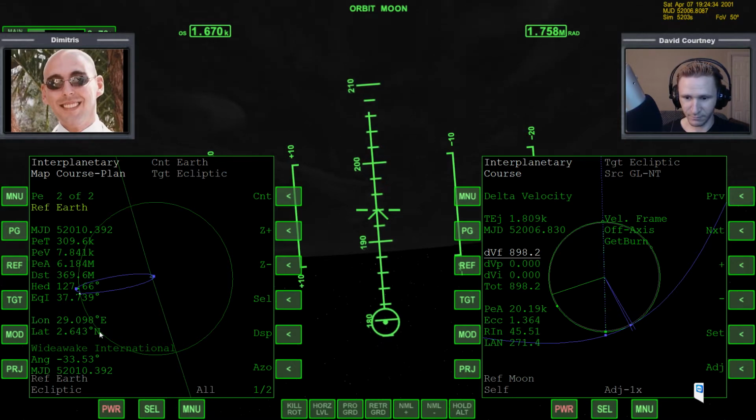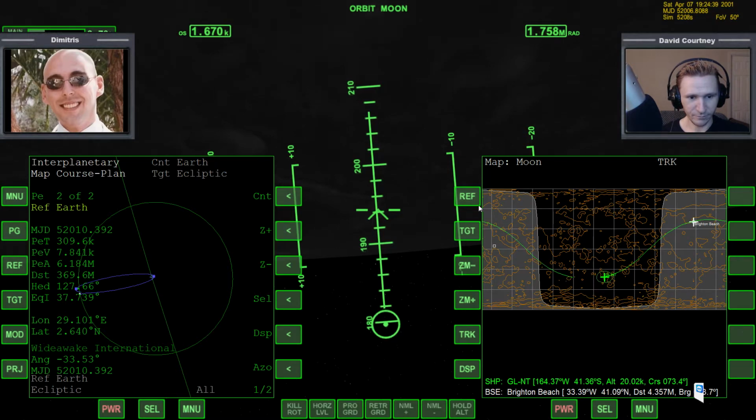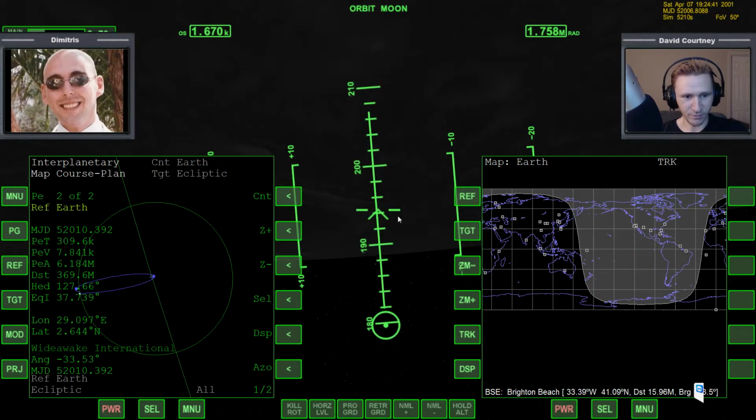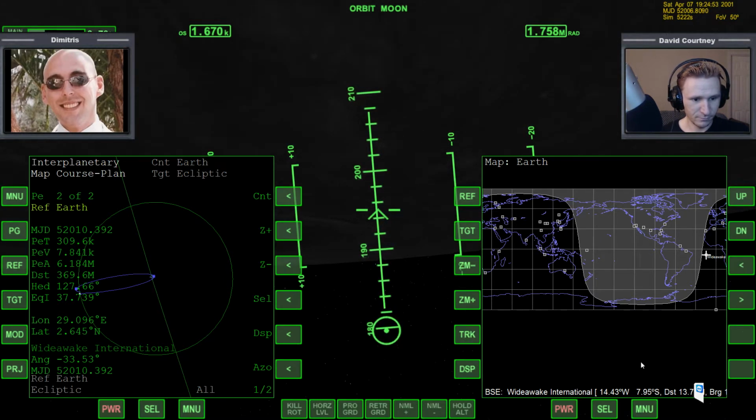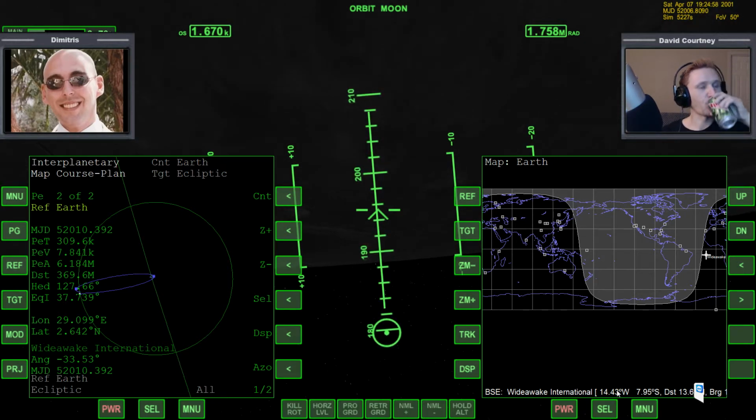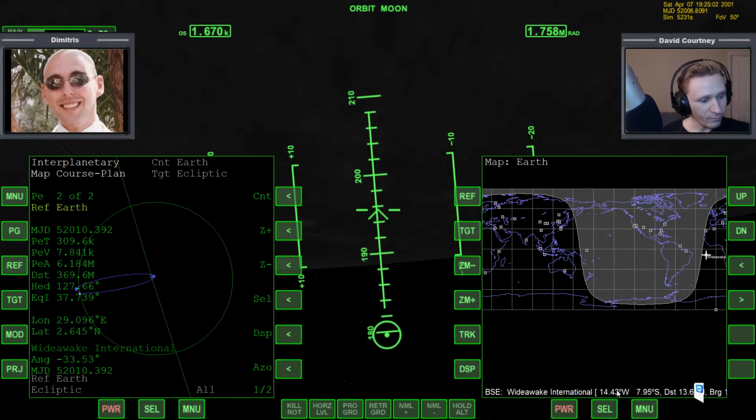Yes, can you open on the right side the map MFD so that I can explain what we're trying to do? Obviously, we're going to need to reference Earth. Yes, and target Wide Awake. Okay, so we can see that Wide Awake is at 14.43 west. And we want to arrive at a longitude that is about 30 to 45 degrees to the left of that, supposing that we're going prograde.